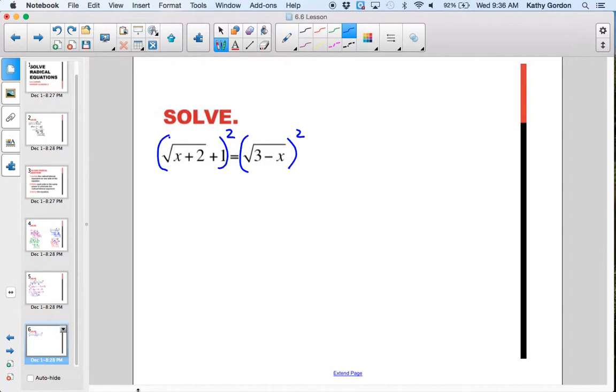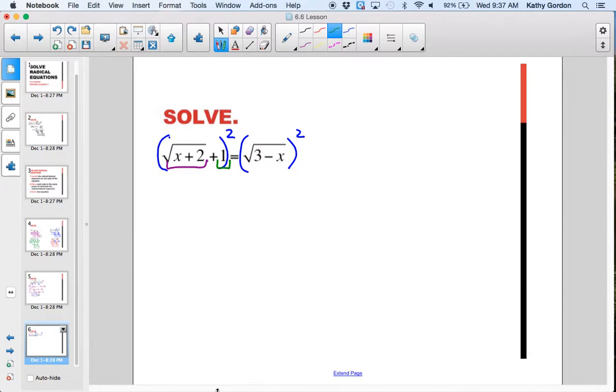Okay? Now, what you really have here is just a binomial, right? This is your first term plus this as your second term. So for just a second, imagine that this is just u plus 1 squared. Do you all know how to do that? Yes. We would take the u and square it. We would take 2 times u times 1. And then we would take the 1 and square it. You're going to do the exact same thing. It's just that instead of u, you're going to be using square root of x plus 2.